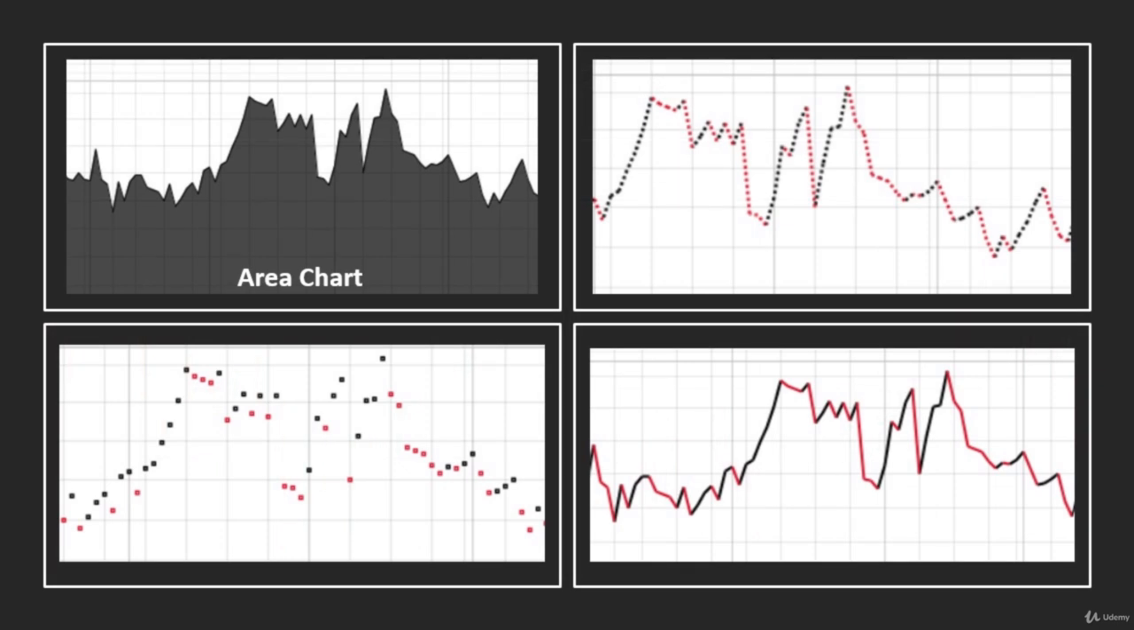Other ways that you can represent price as well are things like an area chart, for example, where you're looking at how it looks in terms of pricing things out and then having kind of shaded underneath the price.